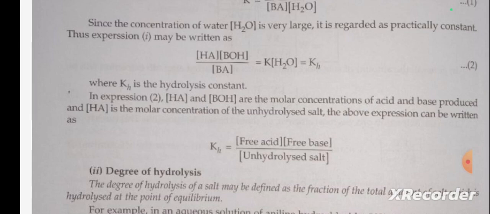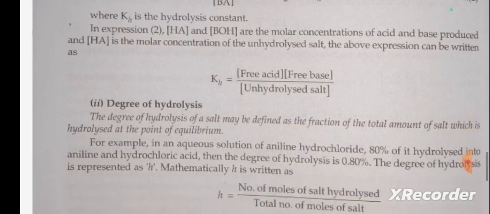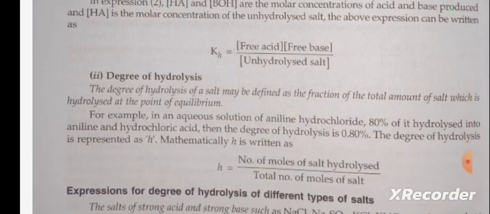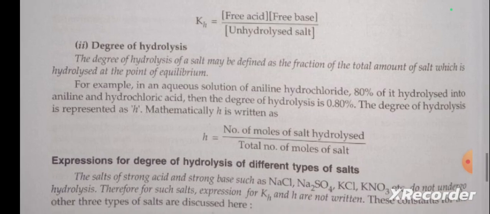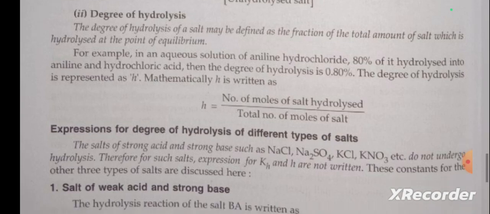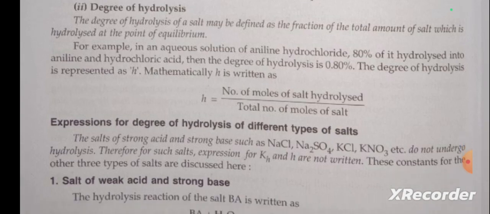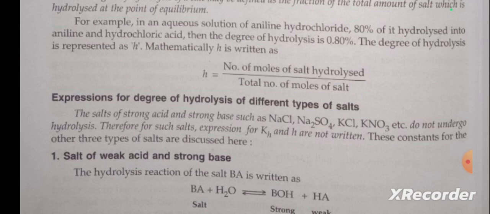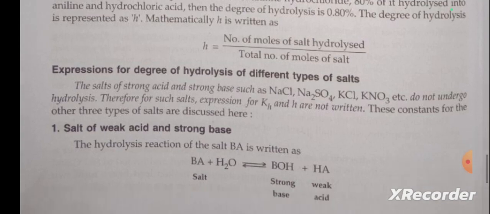In this expression, [HA] and [BOH] are the molar concentrations of acid and base produced, and [BA] is the molar concentration of the unhydrolyzed salt. The above expression can be written as KH = [free acid][free base]/[unhydrolyzed salt]. Degree of hydrolysis. The degree of hydrolysis of a salt may be defined as the fraction of the total amount of salt which is hydrolyzed at the point of equilibrium. For example, in an aqueous solution of aniline hydrochloride, if 80% of it is hydrolyzed into aniline and hydrochloric acid, then the degree of hydrolysis is 0.80. The degree of hydrolysis is represented as h. Mathematically, h is written as the number of moles of salt hydrolyzed divided by the total number of moles of salt.